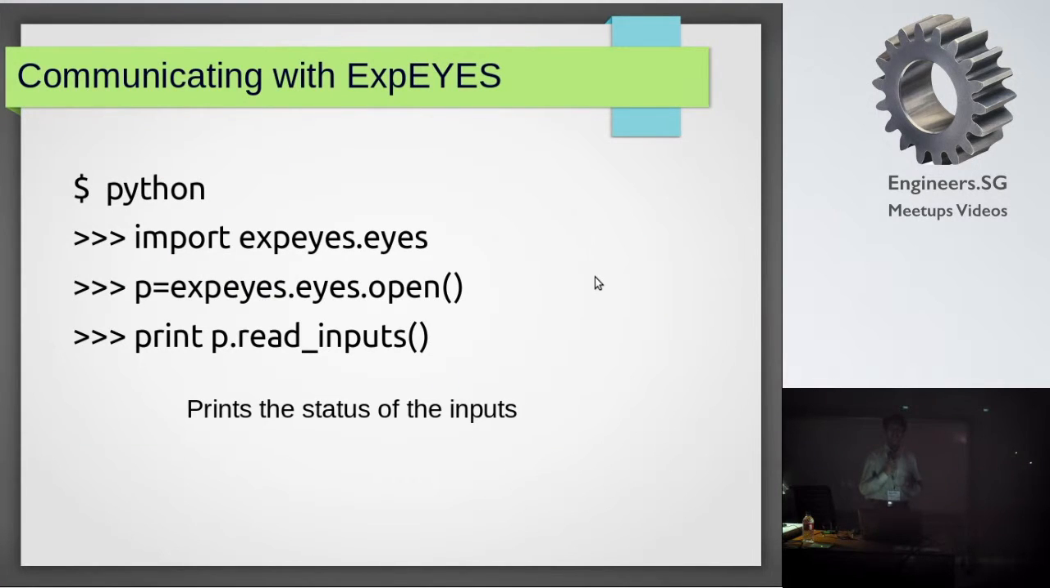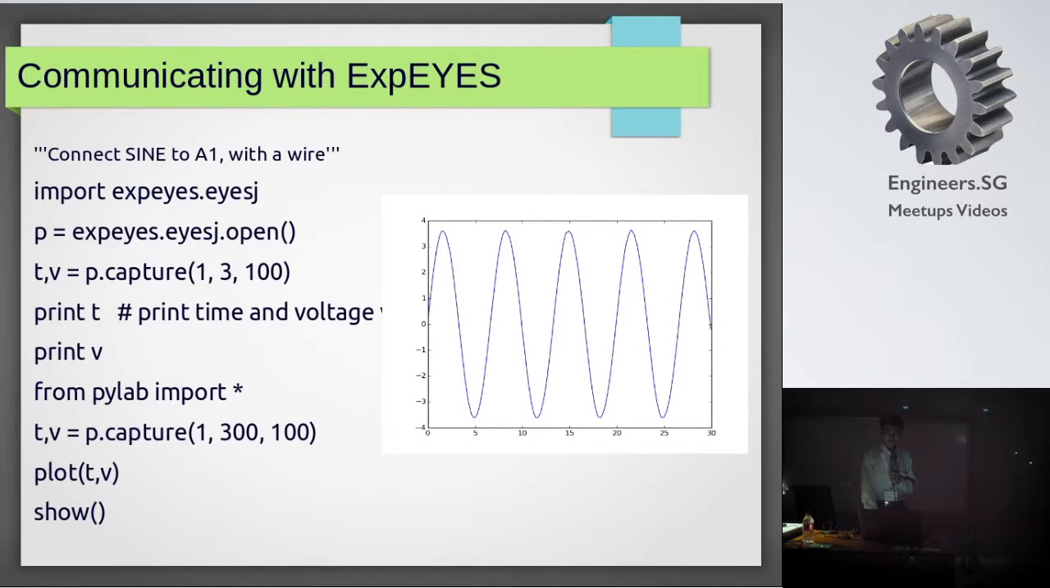So how do we communicate with this box? It's really very simple. There is one library, ExpEYES. So you can just import that library, and with very simple functions, you can read or write outputs. Say for example, if you want to read whatever input is given, like say statement print p.read inputs. Similarly, you can write outputs, means you can decide the output to be high or low. You can easily generate signals also with similar functions.